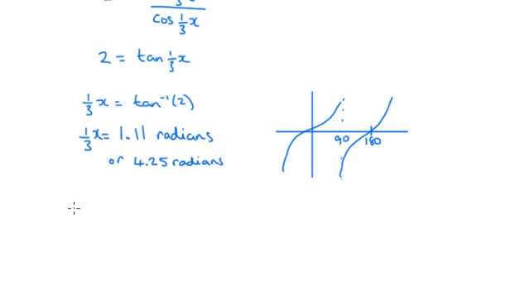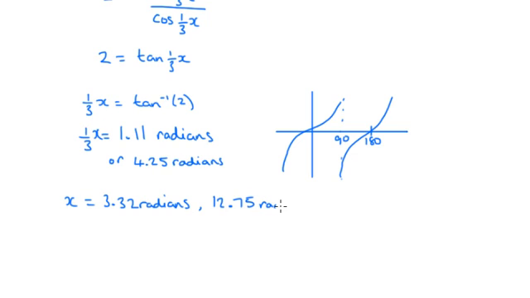So if we then times both of those answers by 3, we're going to get, actually, when we do it correctly to 3 significant figures, we only get 3.32 radians. So be careful of rounding errors here. Or 12.75 radians.